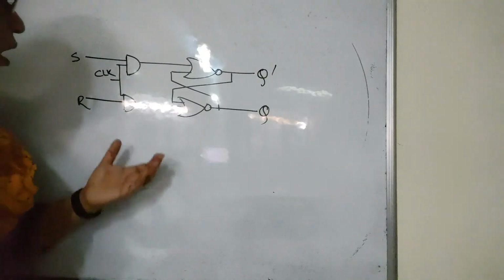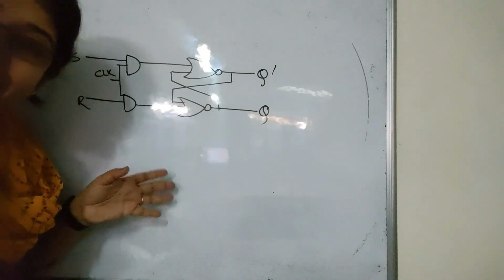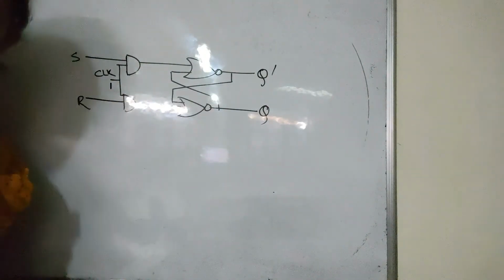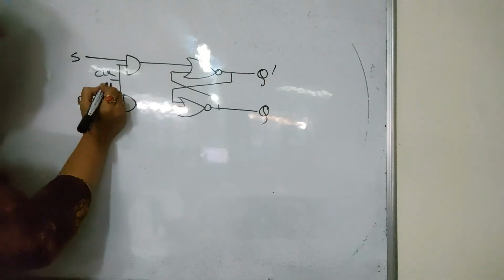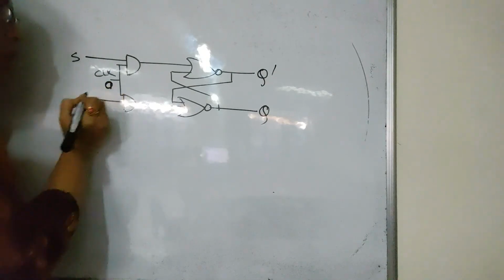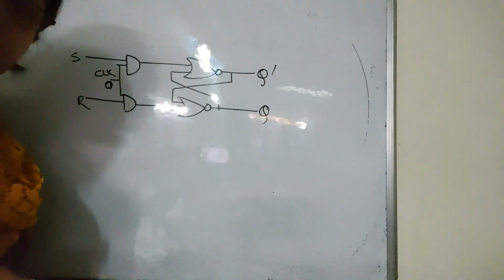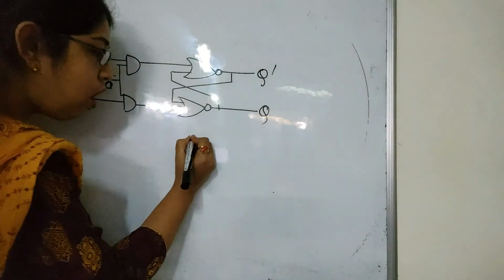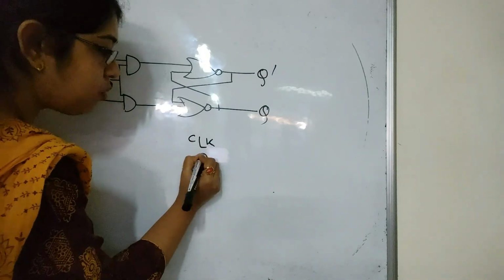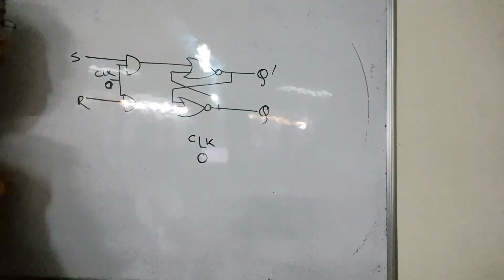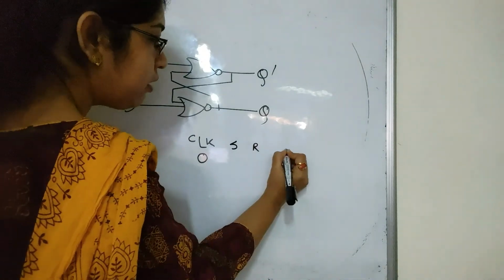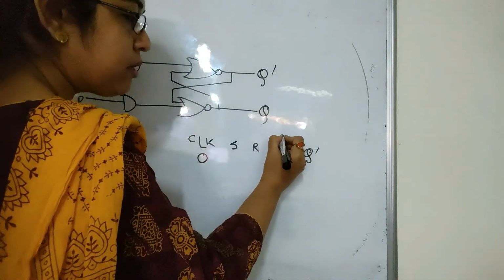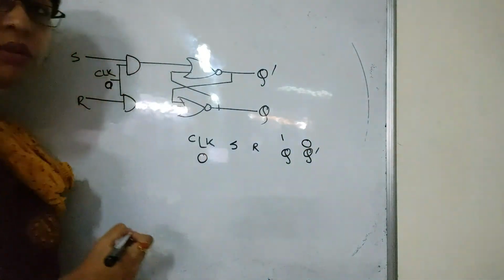Now, I told you that whenever we have to activate the flip-flop, the clock value has to be 1. So that means if the clock value is 0, it will deactivate the flip-flop. How that is done, let's see. The clock value is 0, right? Now we have S, R, Q, Q dash. Let us assume Q value as 1, Q dash value as 0. That is our assumption.